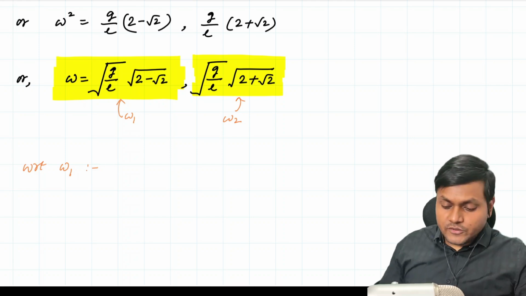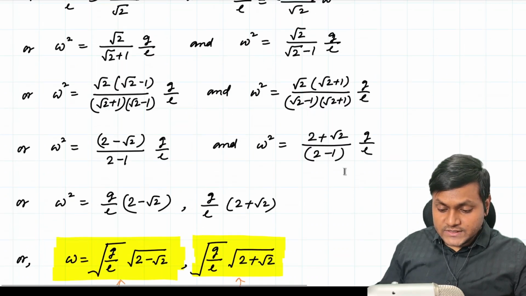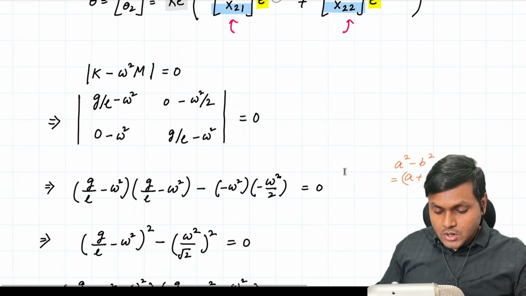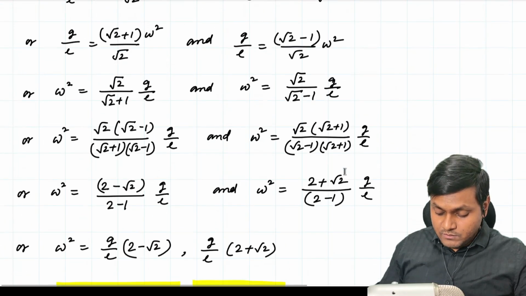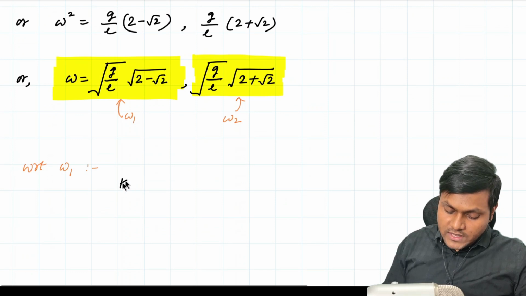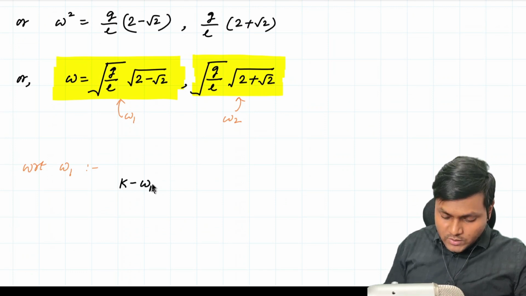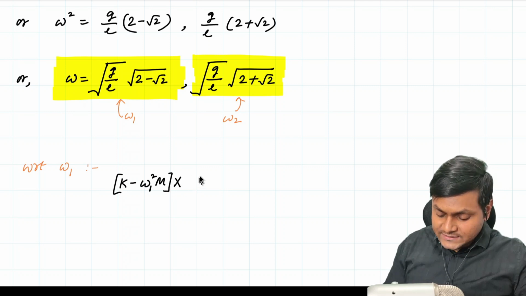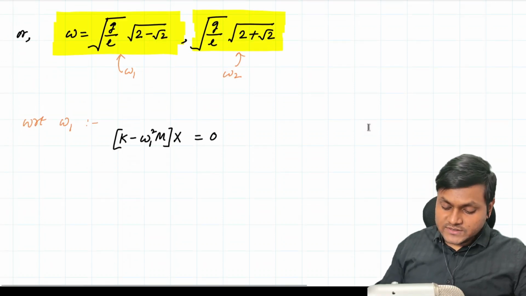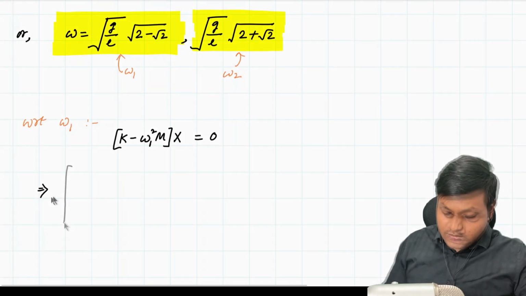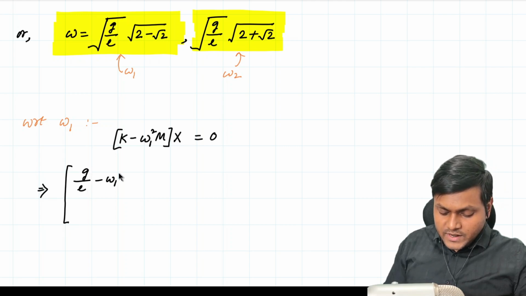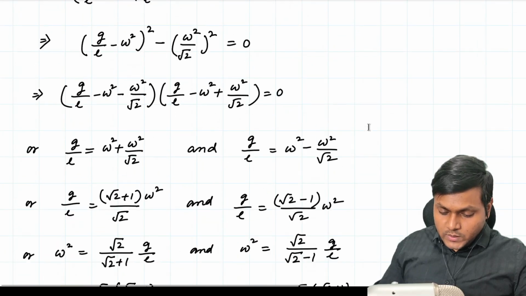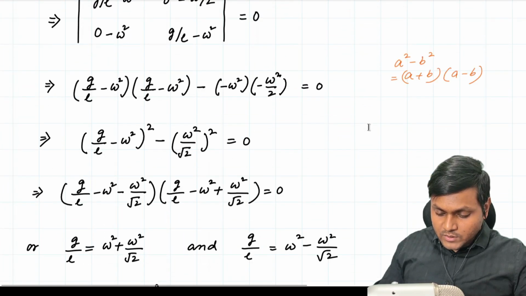To obtain the eigenvector corresponding to omega 1, what we are going to do is write it in the matrix form of k minus omega square m. Alright, so k minus omega 1 square m, and let's suppose one of the eigenvectors is x. I write it as x here is equal to 0. So if I substitute all the expressions here, the equation will simply become g upon L minus omega 1 square, right? G upon L minus omega 1 square.